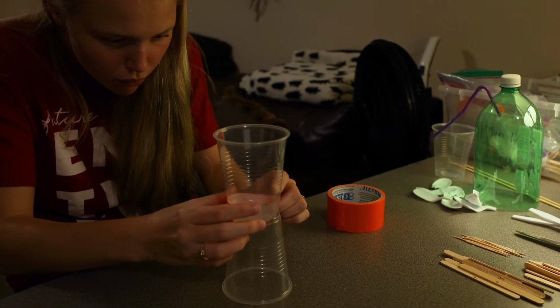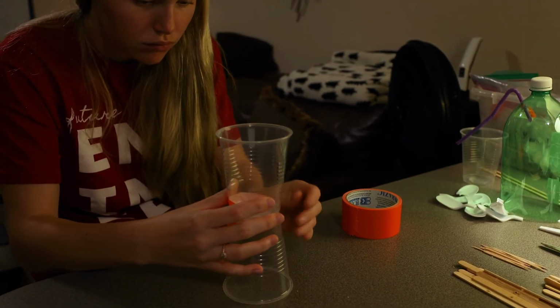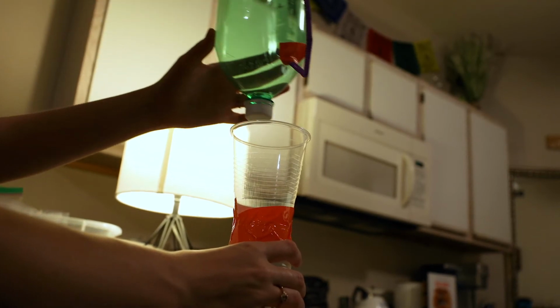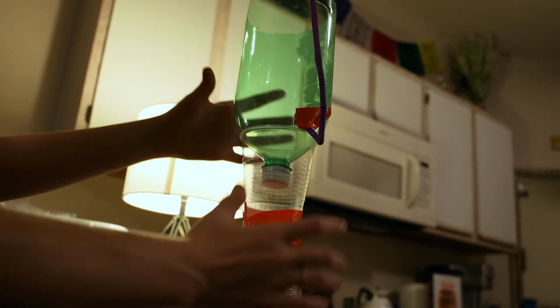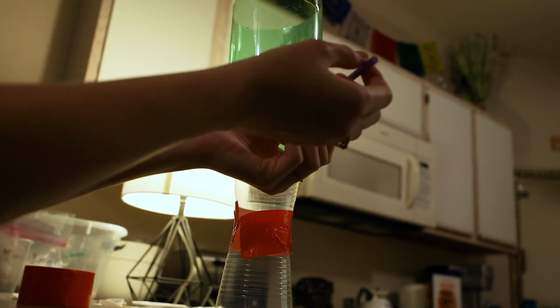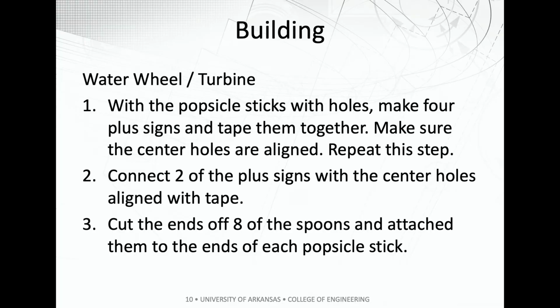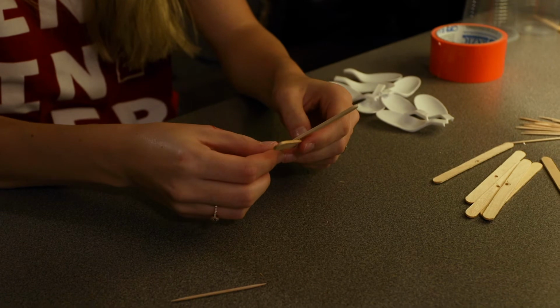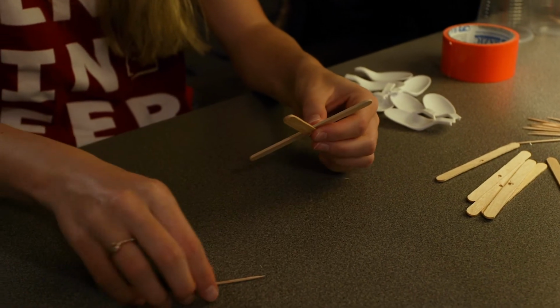Fifth, place 2 cups end to end and tape them together. Sixth, stand the soda bottle inside the open end of one of the cups. Now we're going to make our water wheel. First, with the popsicle sticks with holes, make 4 plus signs and tape them together.